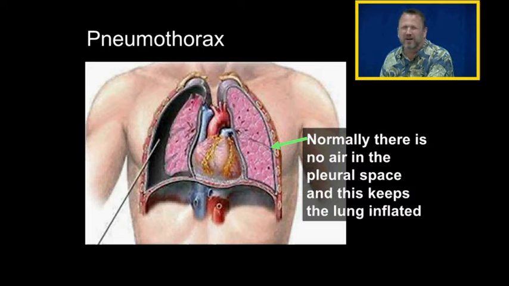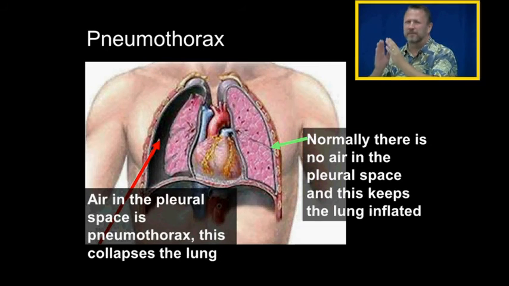Normally, there is no air in that pleural space. The pleural space is two little pleural linings rubbing against each other with a teeny tiny amount of fluid to provide lubrication. So normally there's no air in the pleural space. The pleural space really isn't a space at all until you put air or fluid into it. So normally there is no air in the pleural space, and this keeps the lung completely inflated. However, when air gets into the pleural space, then the lung can collapse. So air in the pleural space, again, is pneumothorax.